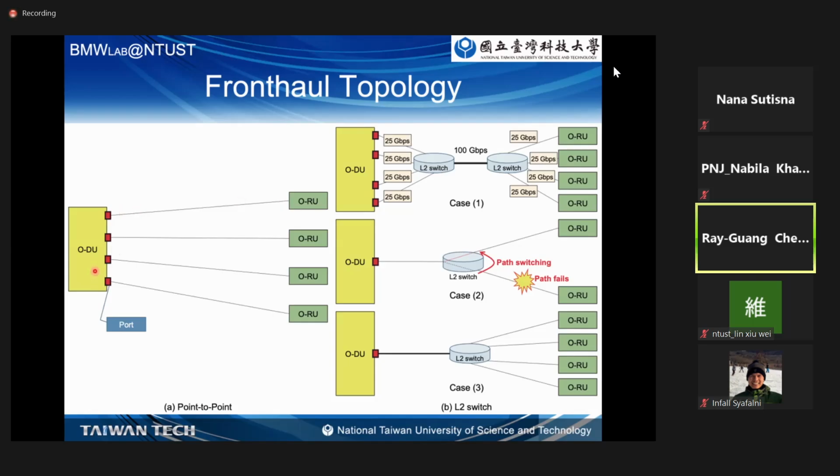This also means that for the ODU, you need to have multiple network interface cards, such that you can control them individually. So this is point-to-point. It's quite simple. The major cost is you need to have a fiber for each ORU.